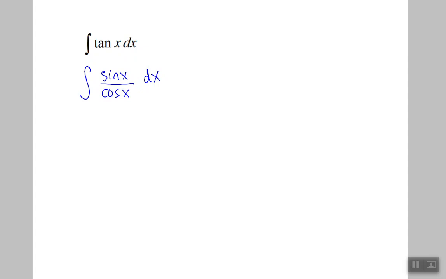How is that helpful? Well, remember when we talked about having a quotient where if we call the denominator the u, we might have its derivative in another part of the integral. And in fact, we do. If we call the denominator u, off to the side let's go ahead and write that u is cosine x. What is the derivative? du is negative sine of x dx. And of course, we do have the sine of x dx, but we need the negative.